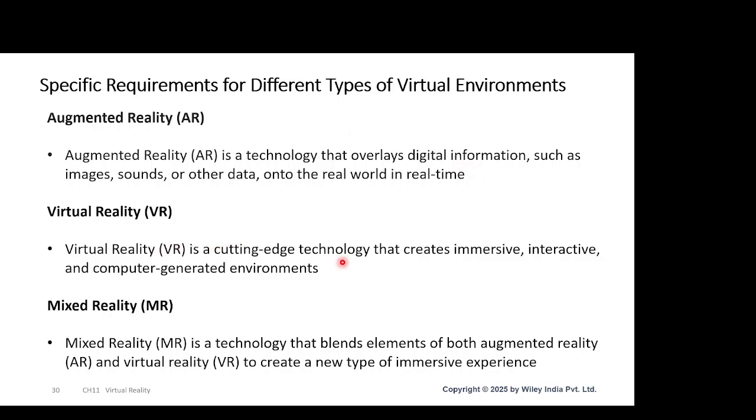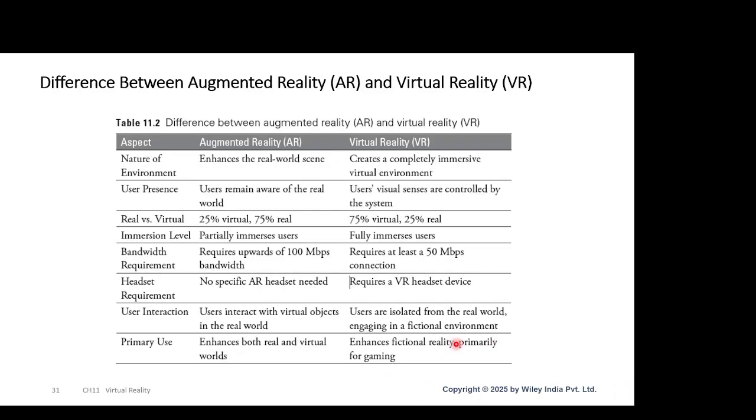Virtual reality creates immersive, interactive, and computer generated environments. And mixed reality is a combination of both AR and VR. Let's understand the difference between AR and VR. While augmented reality enhances a real world scene, virtual reality creates a completely immersive virtual environment. So here the user is totally cut off from the real world. But in augmented reality, the user is a part of the real world. Digital objects are added on real data, right? Users remain aware of the real world.